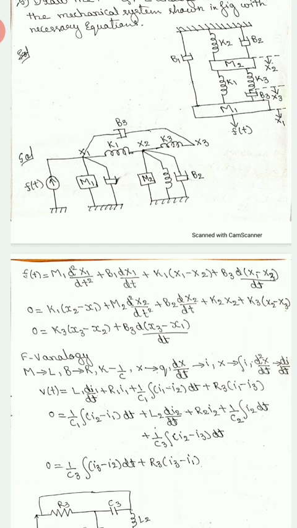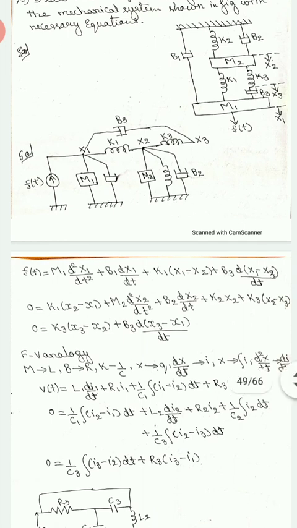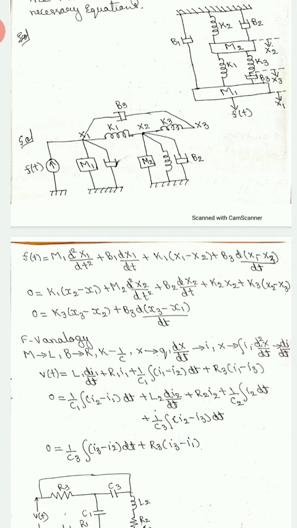We don't have force for x2 separately, so 0 is equal to k1 (x2 minus x1) plus m2 d²x2/dt² plus b2 dx2/dt plus k2 x2 plus k3 (x2 minus x3). Next you write the equation for x3. For x3 we don't have force, so 0 is equal to k3 (x3 minus x2) plus b3 d(x3 minus x1)/dt.